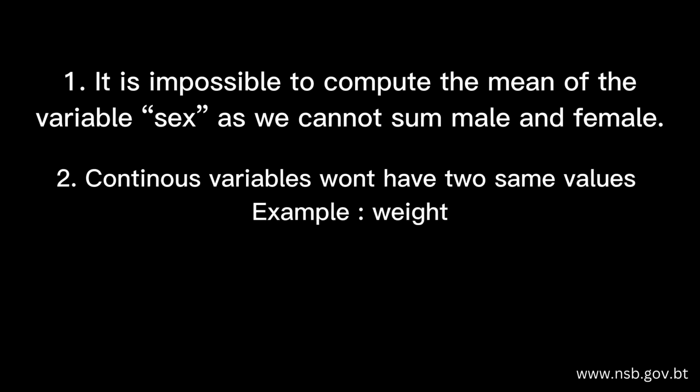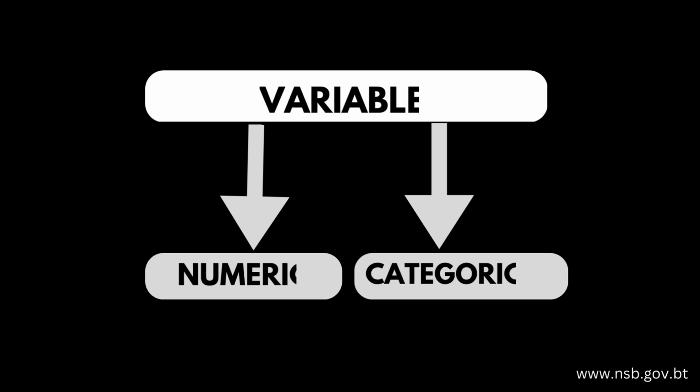As an example, finding mode of the weight of staff in offices. Most of the staff will have different weights, especially if the weights are measured in grams, and thus there will be no mode. Therefore, the way we approach summarizing and analyzing data depends largely on the type of variables that we have. Variables are classified into two main categories: numeric and categorical.